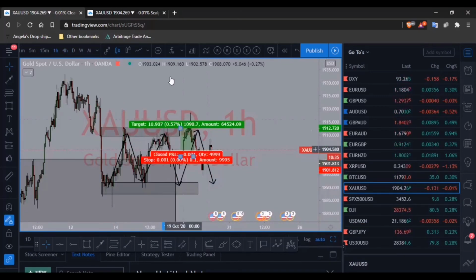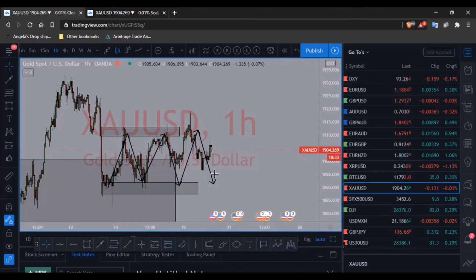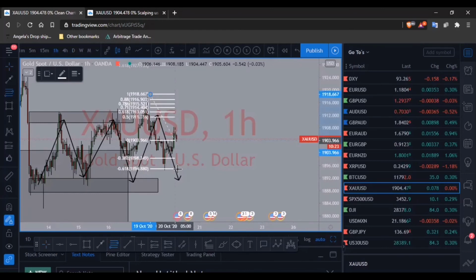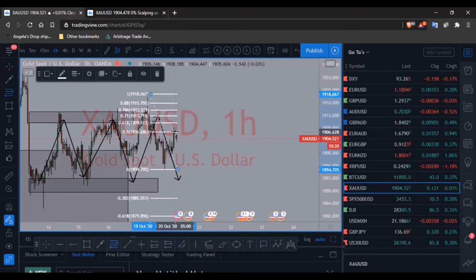Got that good buy earlier this week. But let's just see from this stop hunt to the upside what happened here. Got the stop hunt, price dropped 50% again. I need price to come back up to like 1911 or 1913 for me to get back into this sell.